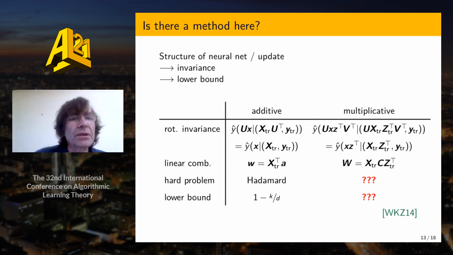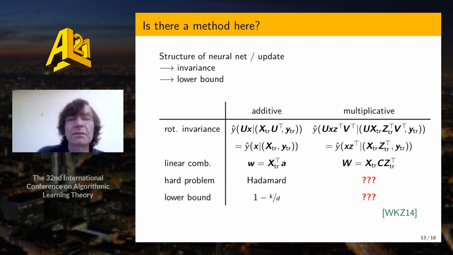What's the big picture? We have a notion of rotation invariance that corresponds to the weights being a linear combination of the examples. Then Hadamard, because of orthogonality, is a hard case. And then you get the lower bound. There's a related notion of rotation invariance for multiplicative updates. It's a two-sided notion now. You multiply on the left and the right with an orthogonal matrix and nothing changes. There's a notion of linear combinations. This is more general. I don't know what corresponds to the Hadamard problem and the lower bound.